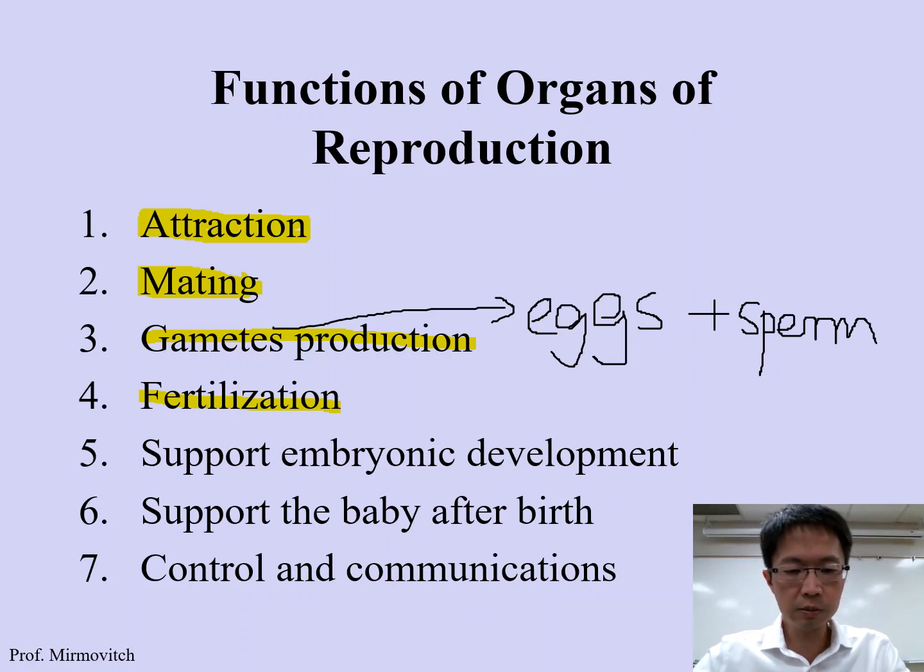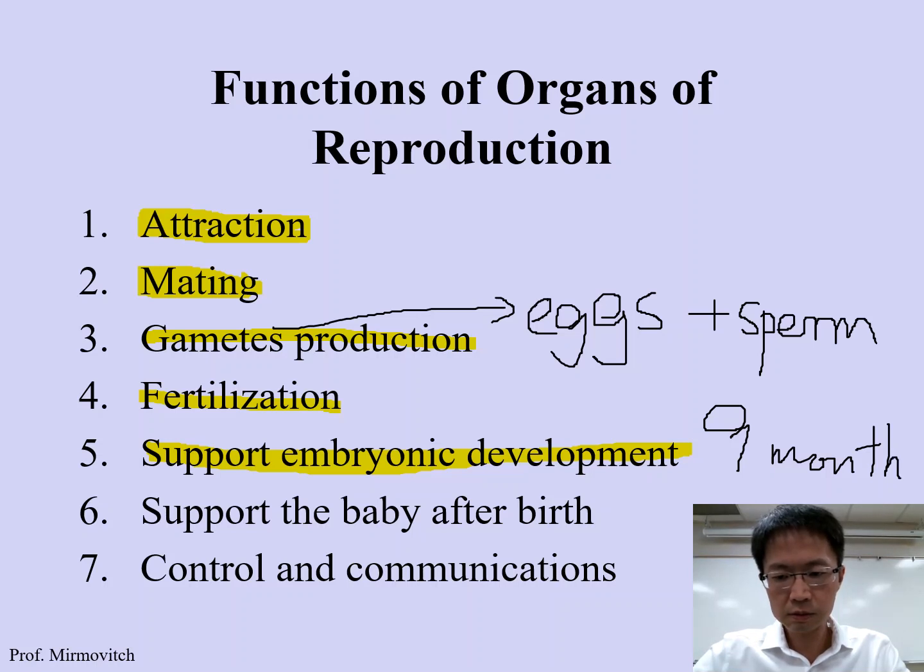Support embryonic development, what does that mean? It means during pregnancy. For human beings, it is like a 9 month pregnancy. Support the baby after birth. Well, after birth, how do the organs of reproduction support the baby? It mainly refers to the breast of women that can produce breast milk.